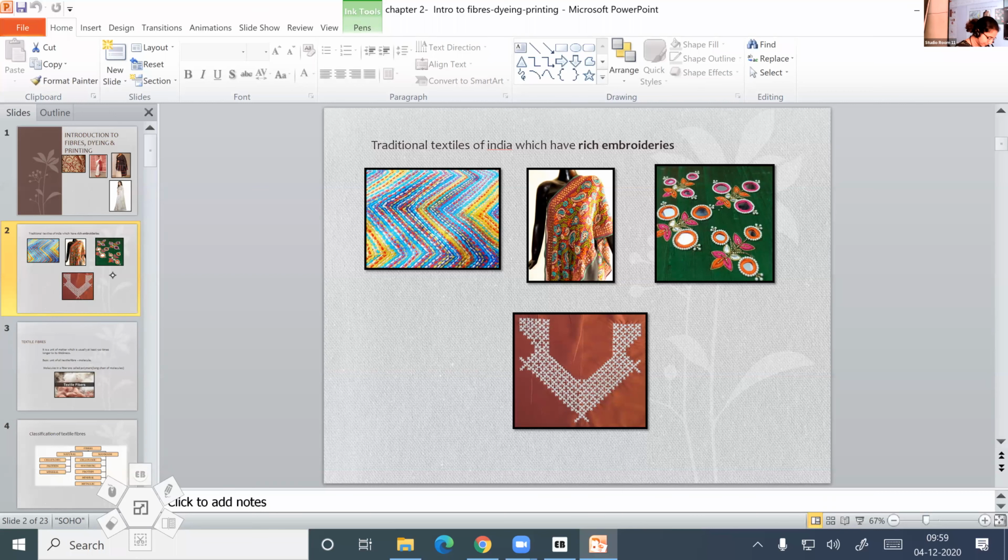Now, printing. We are going to study printing technologies. Then fundamentals of dyes, basic weaves, yarn formation, everything in this chapter. Then, what is a textile fiber? Now, we are going to study what is a textile fiber.